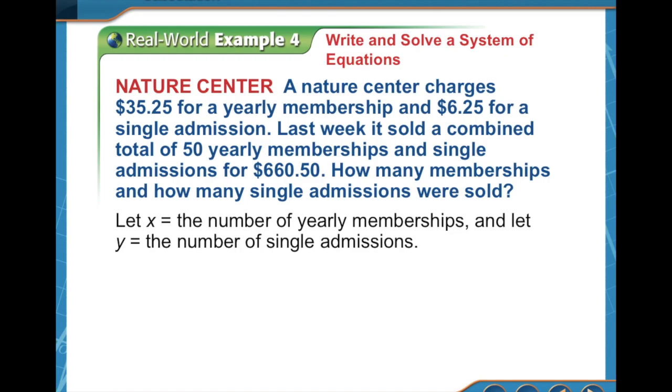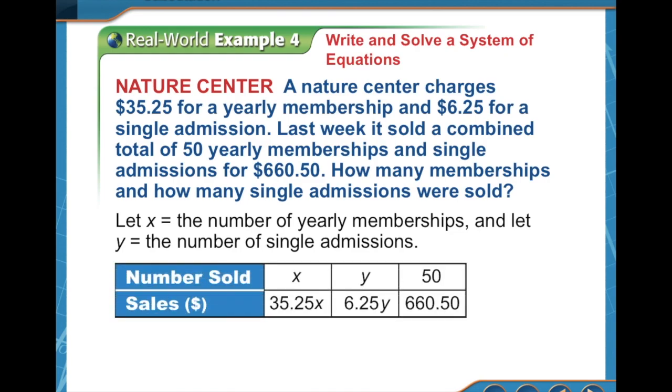So if we call X the year memberships and Y the single, we would get these expressions here. The number of tickets sold is X and Y. The total was 50. The number in sales in dollars was this number here. Each year pass is 35 and a quarter. Each single admission was $6 and a quarter.